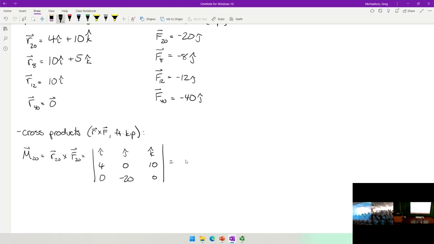So what do we have? We have i, a determinant, minus j, a determinant, plus k, a determinant. And so what do we get inside the i? We get 0, 10, negative 20, 0. Inside the j, we get 4, 10, 0, 0. And inside the k, 4, 0, 0, minus 20.